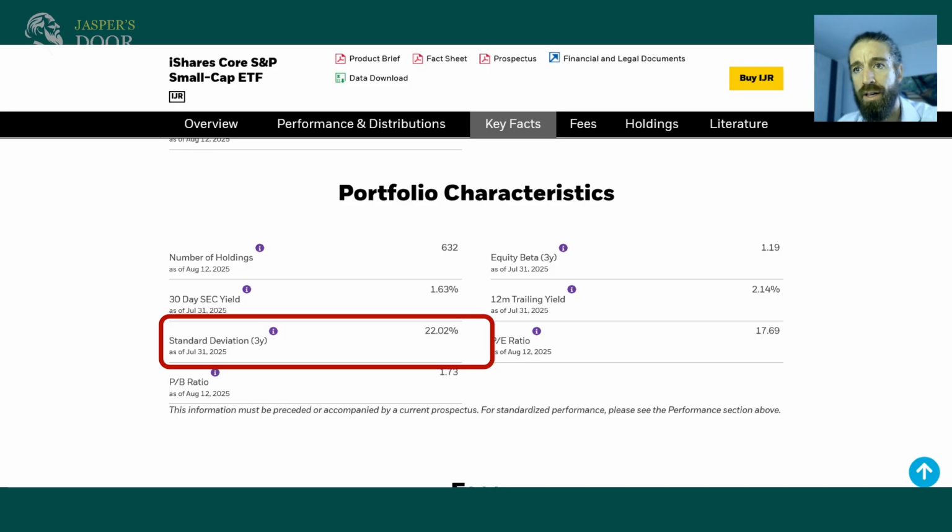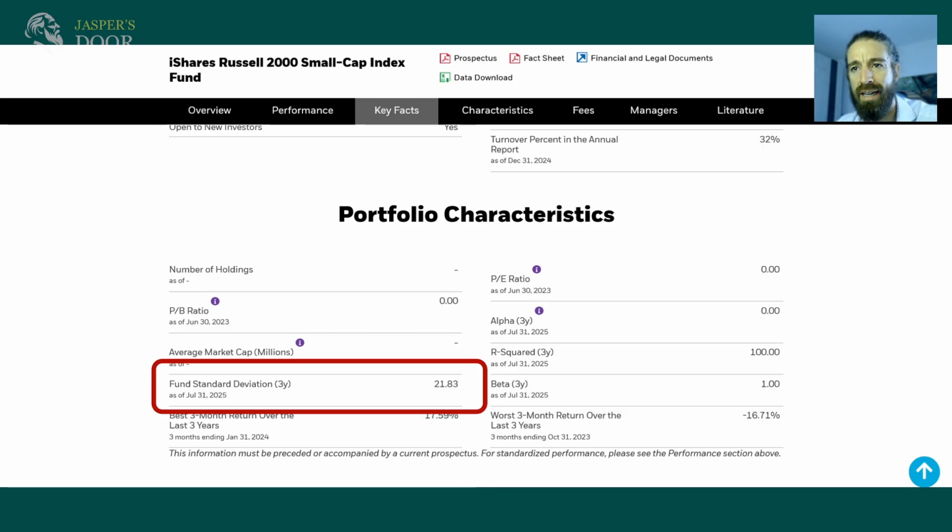And I'll tell you more. If you go up and see, for example, this small cap iShares fund, that's 22% volatility with 632 stocks. You can see it up there. If you push it even more, the Russell 2000 has a 21% volatility as measured in standard deviation. So you will not escape the volatility problem by over diversifying.